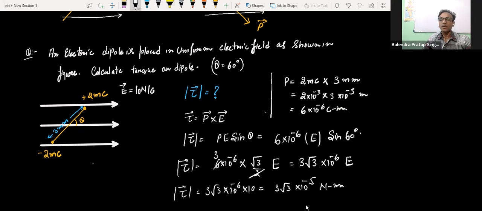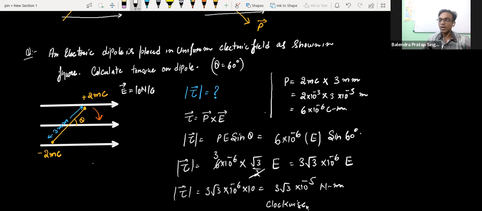The direction of this torque is clockwise or anti-clockwise? Clockwise. Yeah, clockwise. So Safula is correct. He's given the answer. So the rotation is clockwise. The electric field will try to rotate this dipole in this direction, in this direction means clockwise. So the direction of torque is clockwise. Note it down.